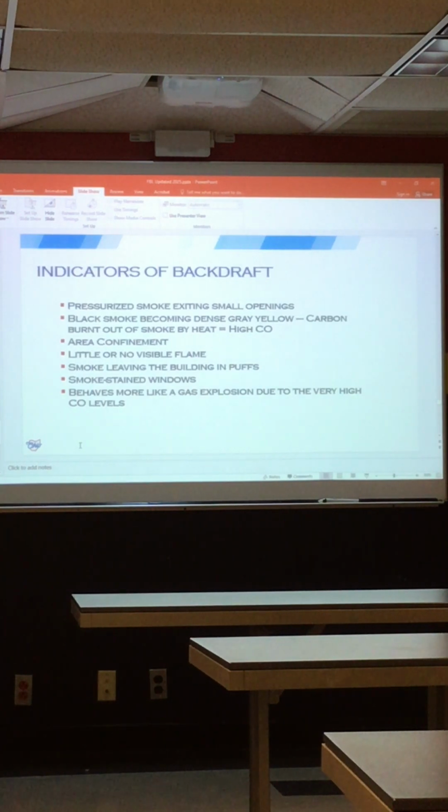Backdraft, pressurized smoke, small openings, okay? It's kind of like the building's breathing a little bit. It's like we talked earlier: the smoke stained windows, high heat, low visibility. Once we introduce that oxygen, you're gonna get the explosion. What's the difference between a backdraft and a smoke explosion?